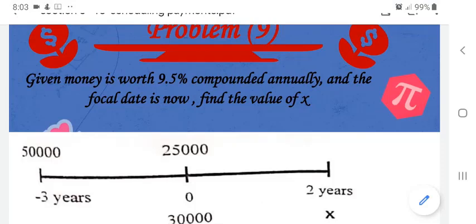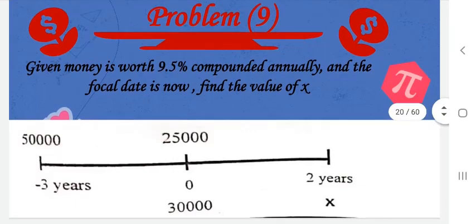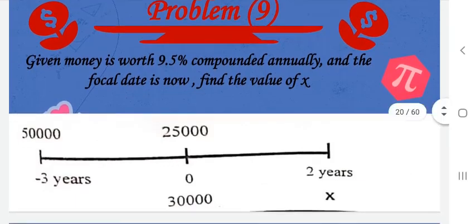Problem number 9. Given money is worth 9.5% compounded annually, and the focal date is now. Find the value of X. Note that in the time diagram, there is a positive value and a negative value. A positive time and a negative time.